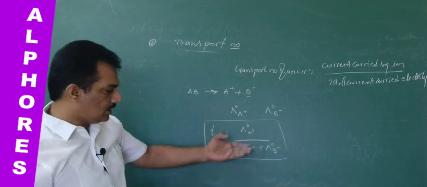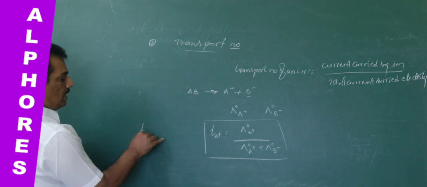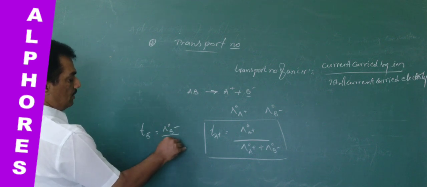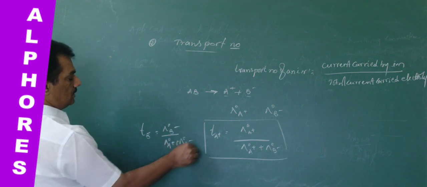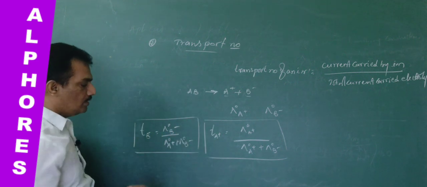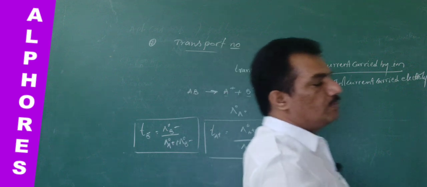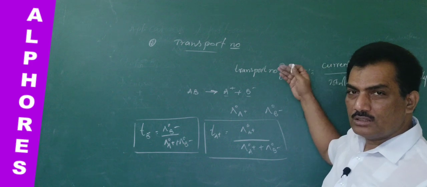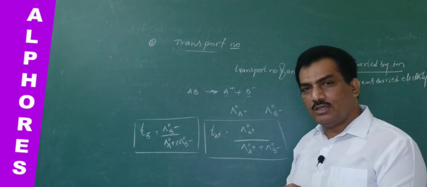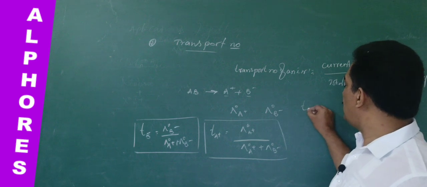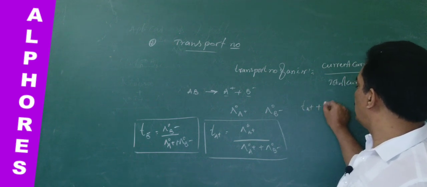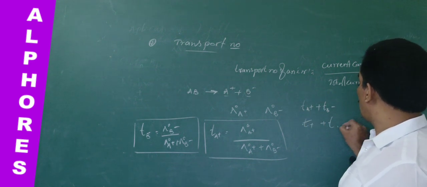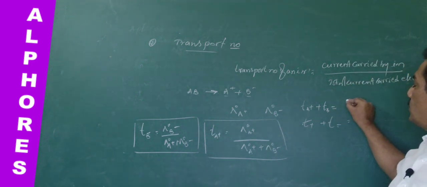And now, in what manner is it related? T A plus is like this, and we can write T B minus as lambda naught B minus by lambda naught A plus plus lambda naught B minus. You remember, it is similar to mole fraction. Here also, similar to x1 plus x2, the sum of mole fractions of all the components being equal to 1, Ta plus plus Tb minus, the cation and anion transport number sum, is always equal to 1.